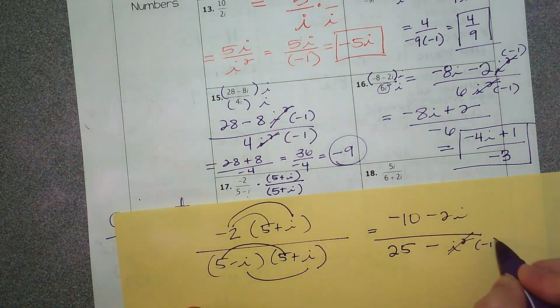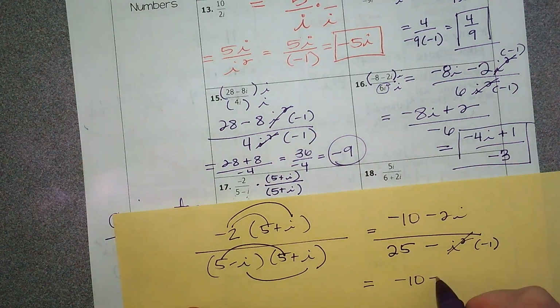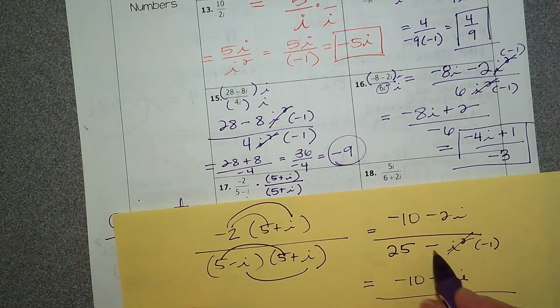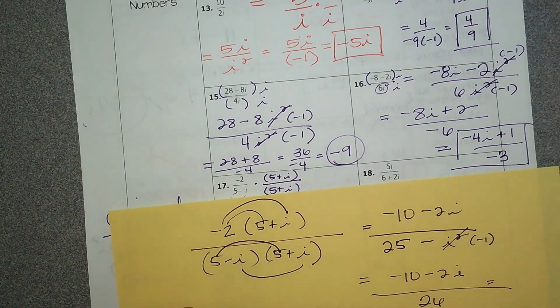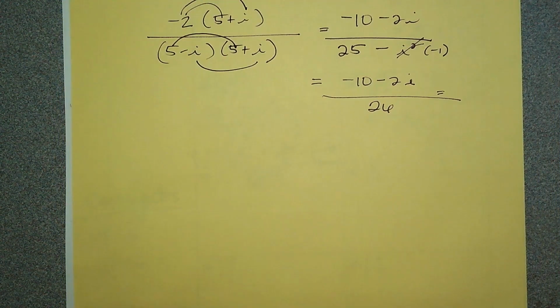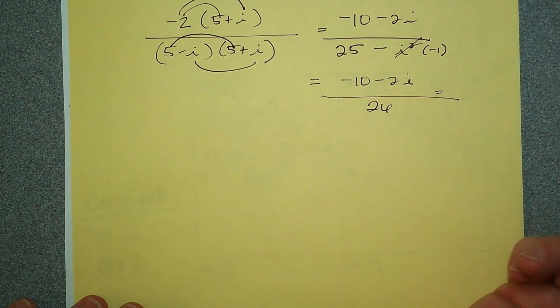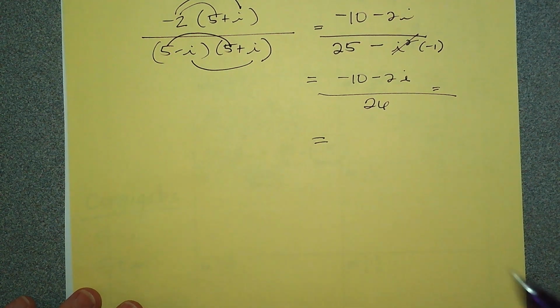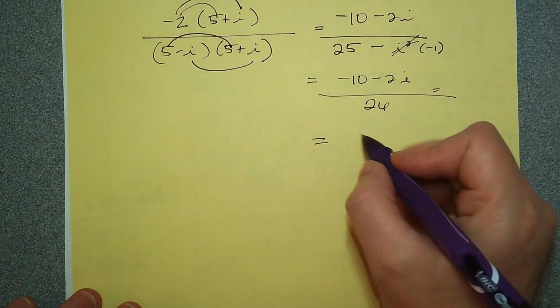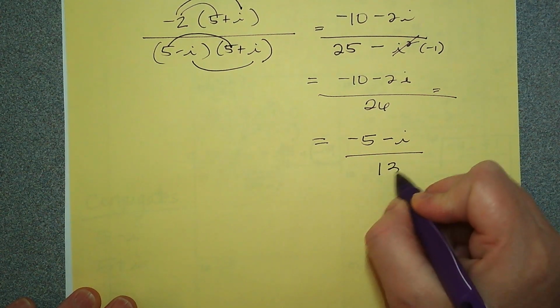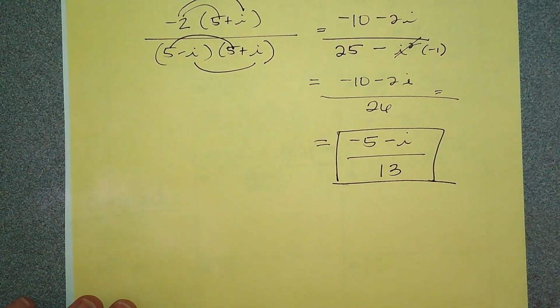Put -1 in place of i squared, so you have -10 minus 2i over 25 plus 1, because the opposite of -1 is 1. 25 plus 1 is 26. You can simplify by dividing everything by 2. If it's not divisible into all three terms, you can't simplify it. So all of these are divisible by 2. I can simplify. That gives me -5 minus i over 13.